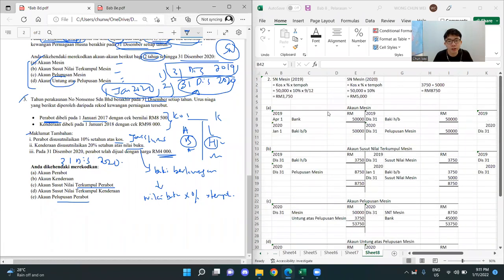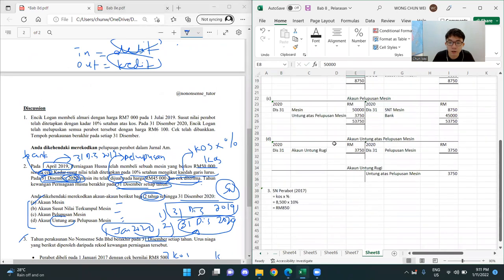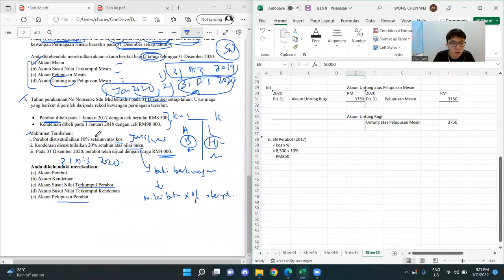We only times something over 12 when you see it's not up to 12 months. It's lesser than 12 months because you start from 1st April. That's when I have to times. How many months have you used, over 12 months. Right? Okay, so continue.